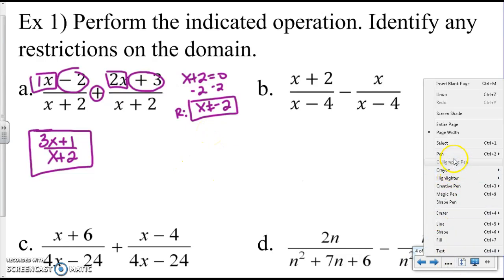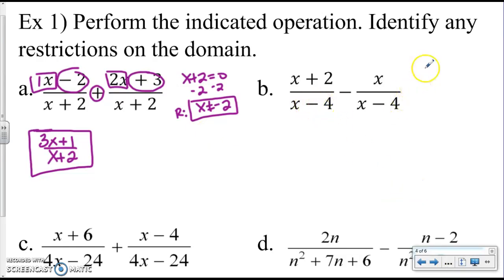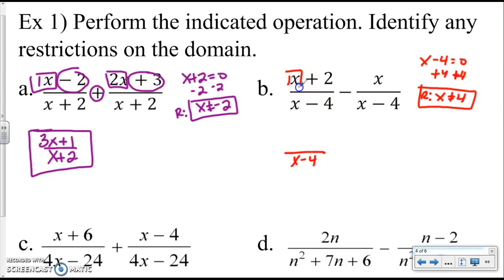Okay. For B, again, I can't factor either of these. They're both the same already. So I'm going to go ahead and find my restriction. I'm going to add 4 to both sides. So my restriction is that x cannot be 4. Okay, and again, I already have my common denominator here, so that's going to stay the same. And I'm going to combine like terms. I have 1x minus 1x. Well, those cancel because there's a subtraction sign in there. Then I have 2 minus nothing, so 2 minus nothing is 2. Again, I can't factor the numerator there, so I'm going to leave that, and that is my final answer.